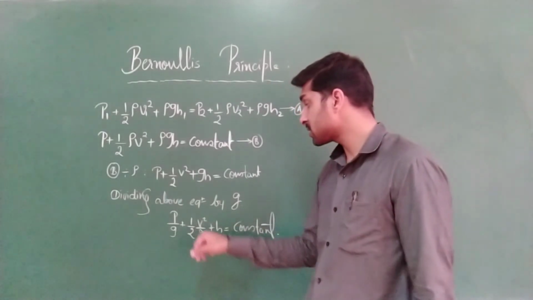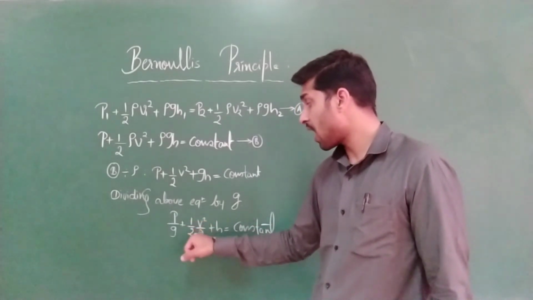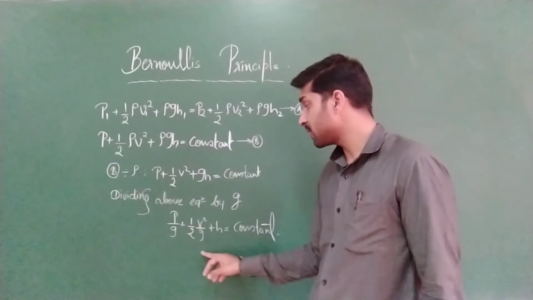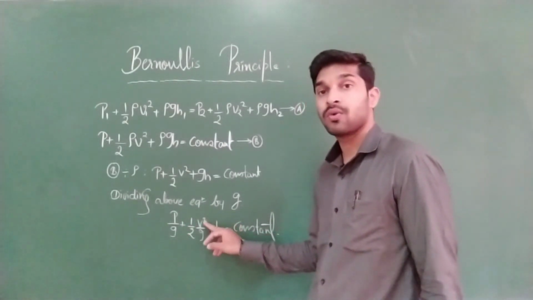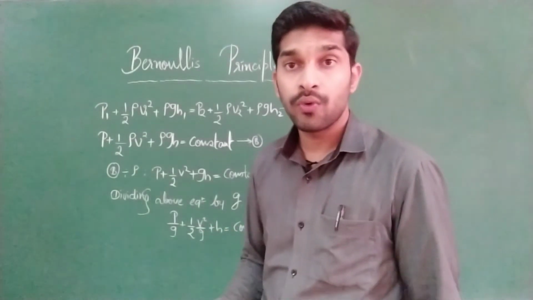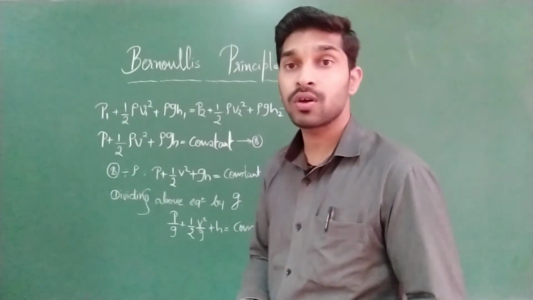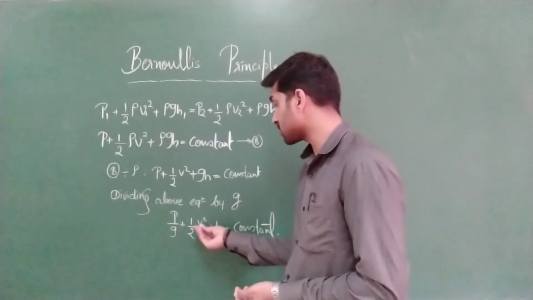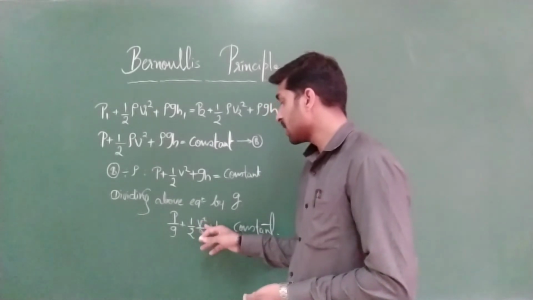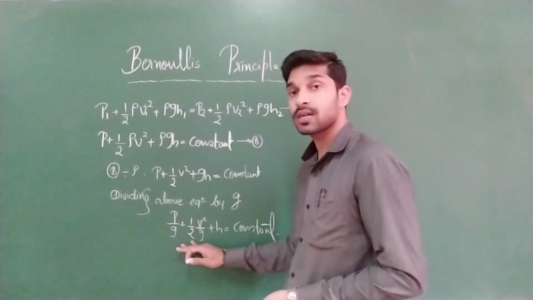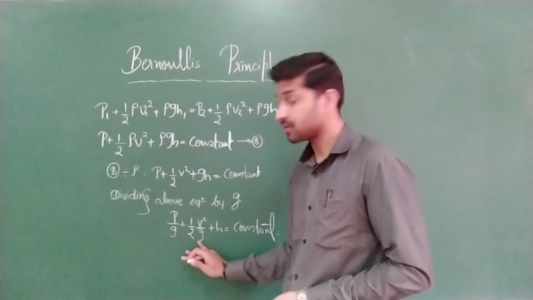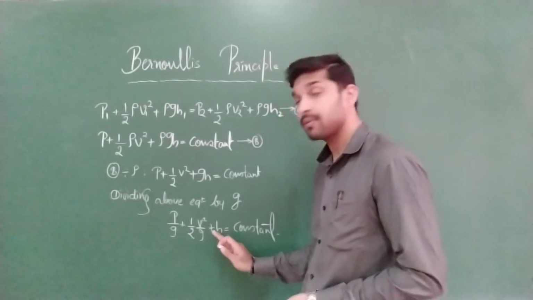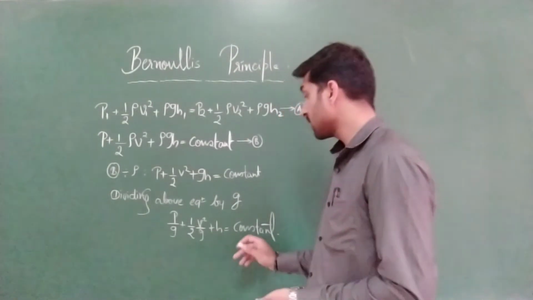Next, here what do you have? Half V square by G. Here in the numerator you have V square. V means what? Velocity. So this complete term is known as velocity head. And the third one will be gravitational head. Clear?